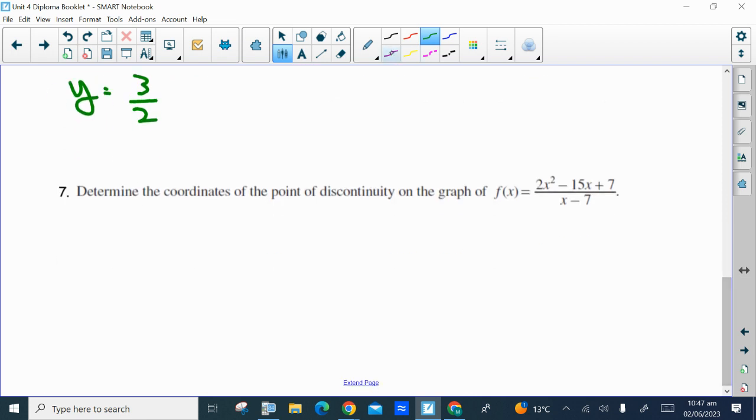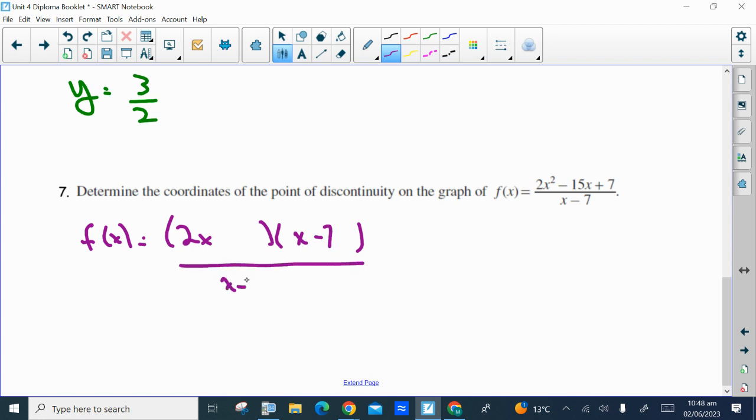Number 7, point of discontinuity. They occur again when a factor cancels. So in this case, we would have to factor the top. And because x minus 7 is the denominator and we're told there's a point of discontinuity, that tells us that one of the factors has to be x minus 7. So that'll cancel with the x minus 7 on the bottom. And that means that the other factor has to be 2x minus 1, because those last numbers have to multiply to get plus 7. And if you do the outer and inner products, you'll get negative 14x minus 1x gives you your minus 15x in the middle.